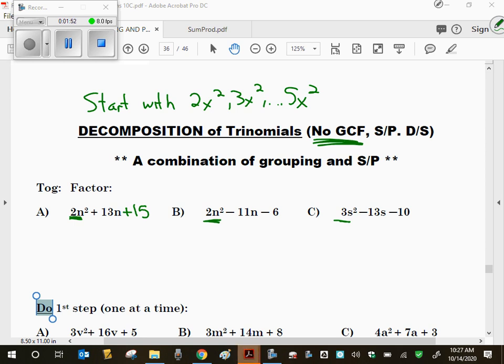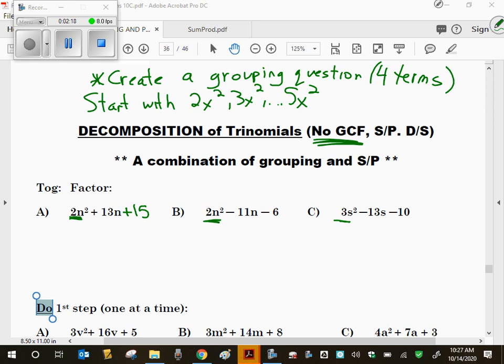For decomp, you're going to create a grouping question. Why is it important I write that down? Well, the grouping question we just did on the whiteboard had 4 terms. So you're going to go from 3 terms to 4 terms. That is going to be our goal for decomposition. You'll see how it works in a second.